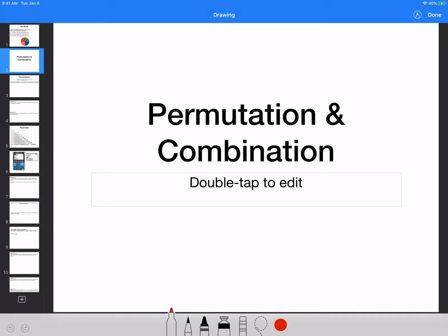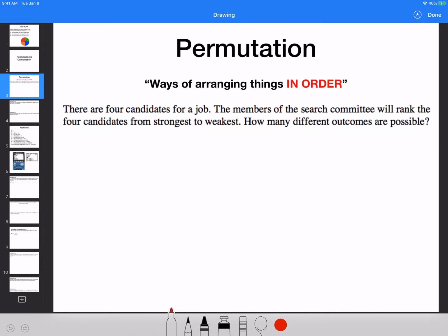Hello class, today we're going to be talking about permutations and combinations all together. But most likely for today, I'm going to go over just to review more on the permutation portion before we move on to combinations starting this week. Now remember that permutation was ways of arranging things in order, and we have done a lot of questions regarding those. So let's consider this question.